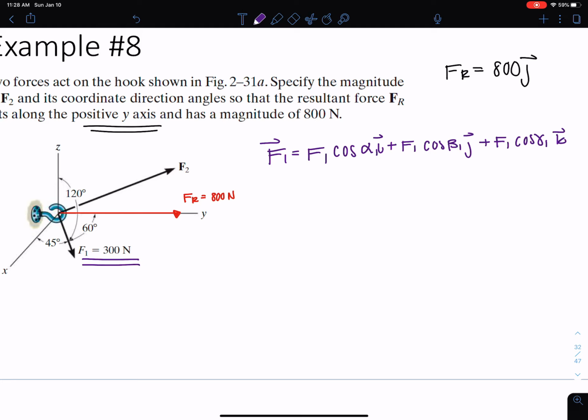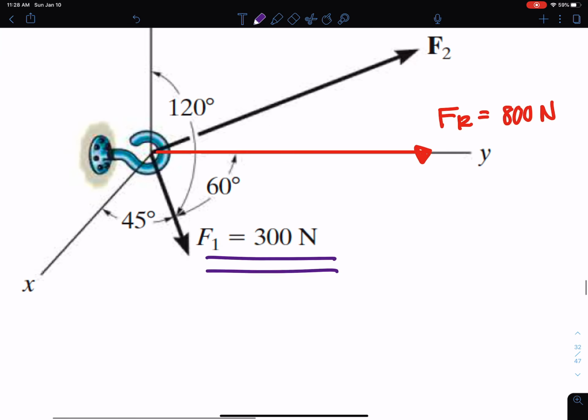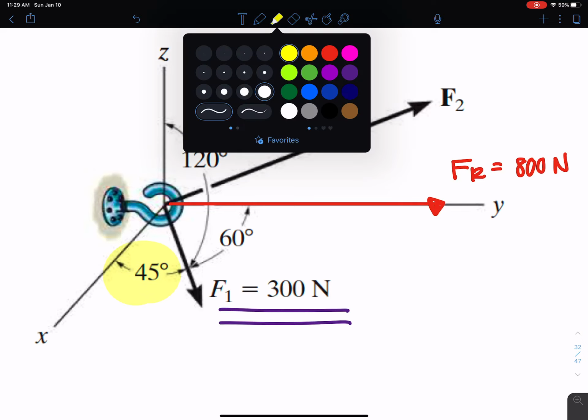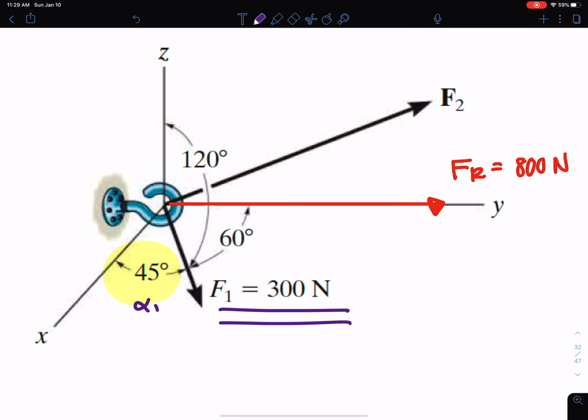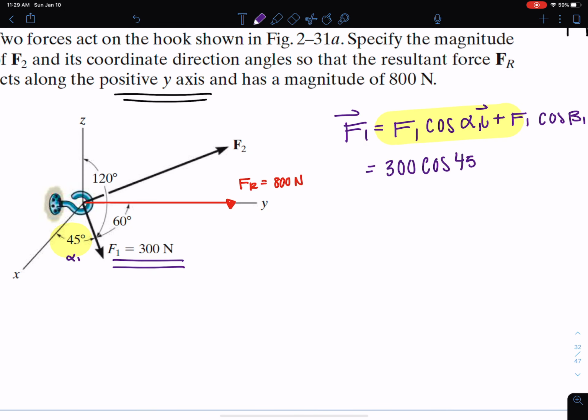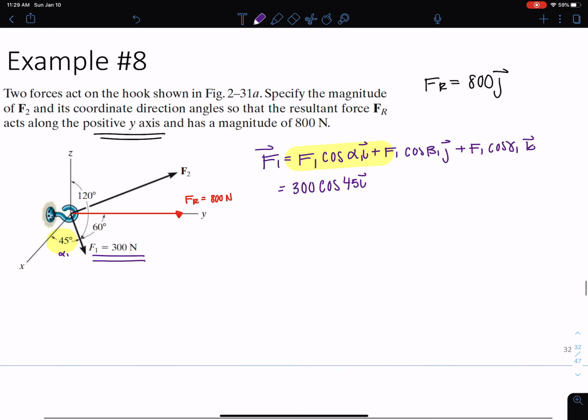Here I know that I have 300 cosine, what is my alpha 1? Alpha needs to be the i direction. Looking at F1, i corresponds to x. What is the direction from F1 to the x axis? It has to be the 45. So this here is my alpha 1, that's how I'm getting that. So 45.